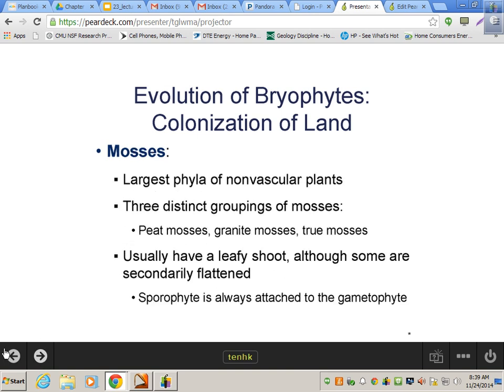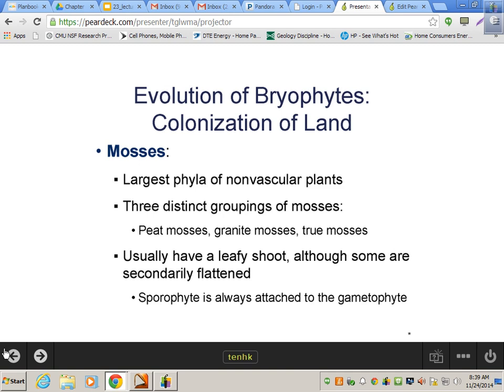And then there's mosses, and we're all familiar with moss. They're the largest phyla of non-vascular plants. There's 3 distinct groupings of mosses. There's peat, granite, and true mosses. They usually have a leafy shoot, although some are secondarily flattened. So usually they're kind of fluffy, kind of like a little chia pet looking thing. But a lot of times they are flat too.